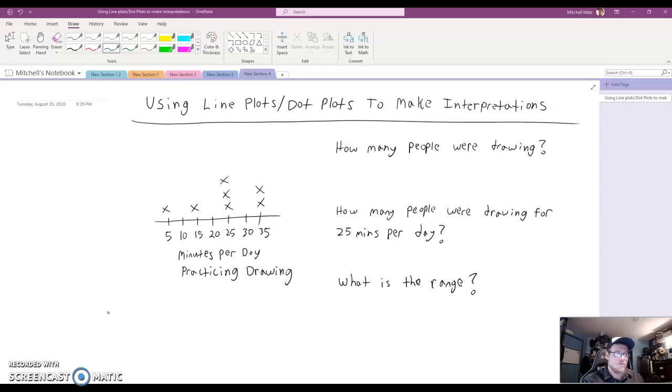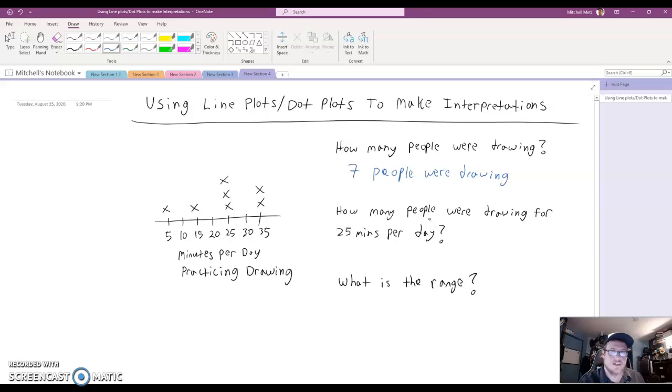If you look at every X, that's going to represent a data point. So each of those represents a person. If I count all of my X's, that should be how many people were drawing. So I can count 1, 2, 3, 4, 5, 6, 7. So I know that 7 people were drawing. Let me do that in blue to make it easier for you guys. 7 people were drawing.